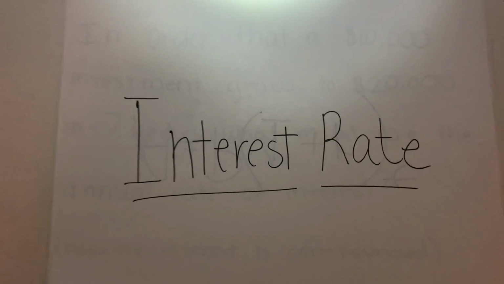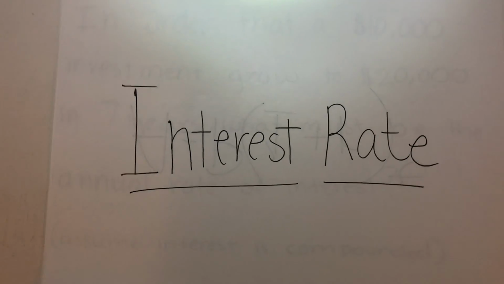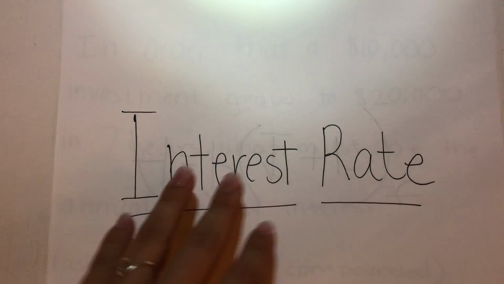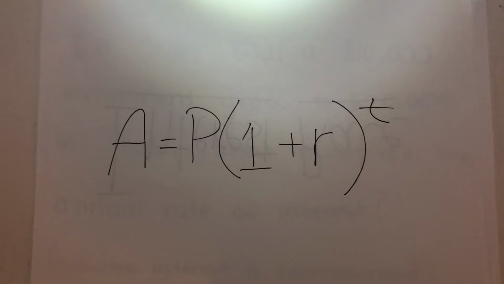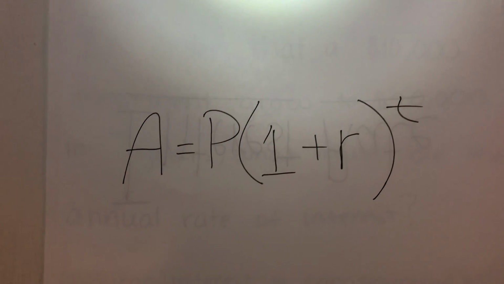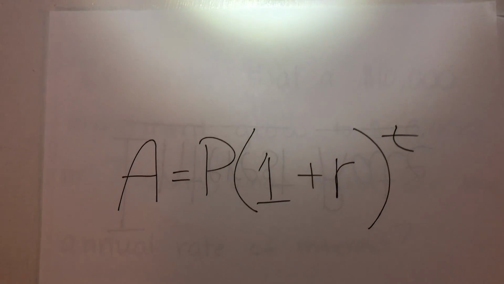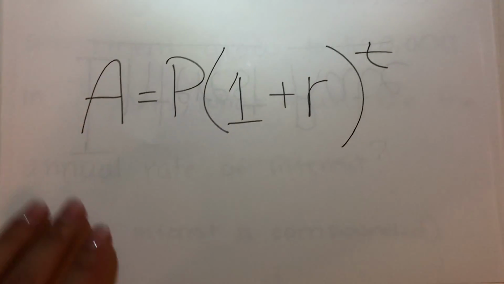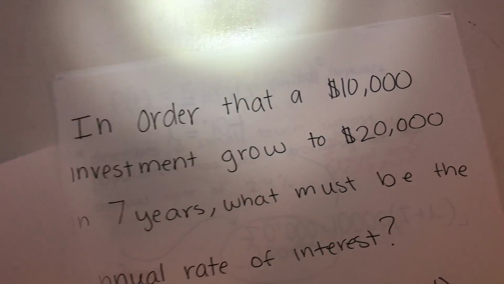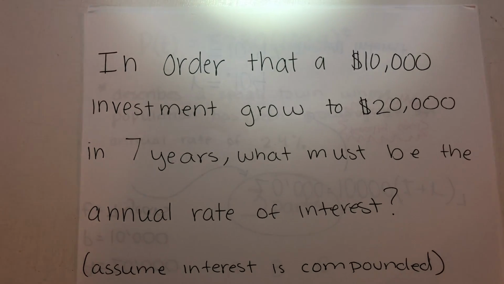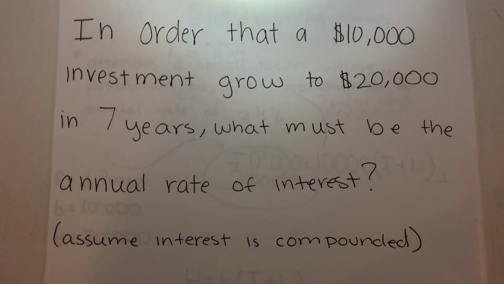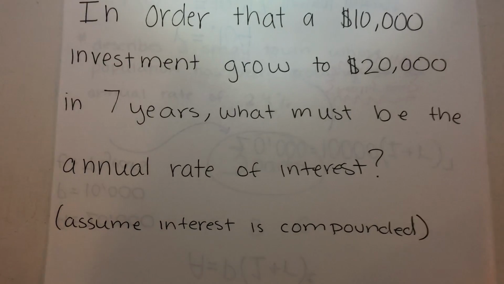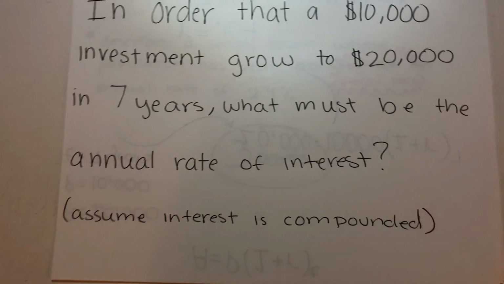An example of an exponential function that we can use in our everyday lives is interest rate. The formula for interest rate is A equals P times (1 plus R) to the T. So, let's put what we know in our formula to work. We have the problem: in order that a $10,000 investment grow to $20,000 in 7 years, what must be the annual rate of interest? And we're assuming that the interest is compounded as well.